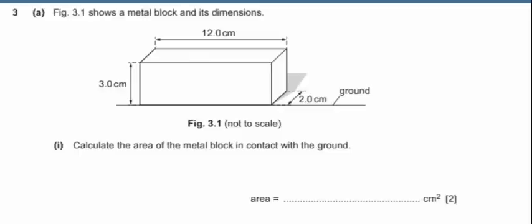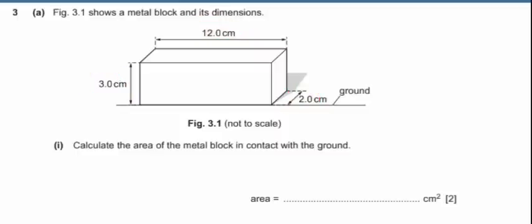So the next question is, figure 3.1 shows a metal block and its dimensions. So we have this 2.0 centimeters, which is the width, 12.0 centimeters, which is the length, and 3.0 centimeters, which is the height.